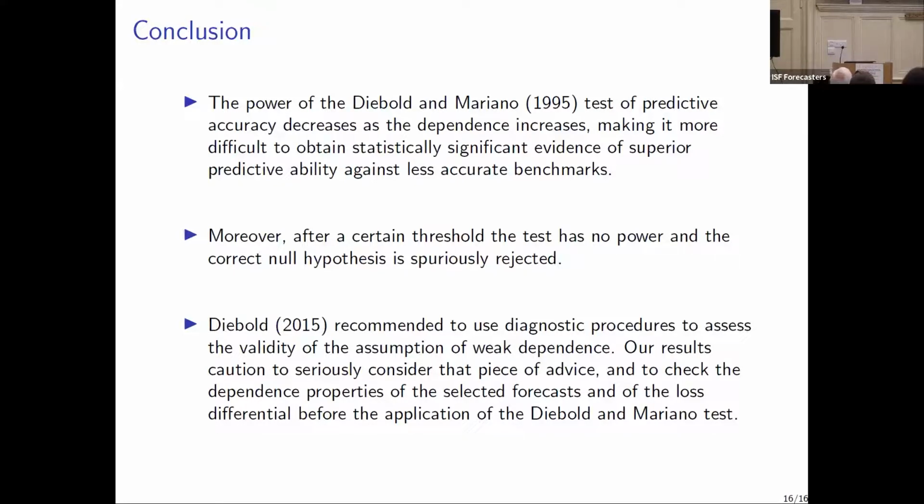Okay, so that was it. This was fun for us. We understood why our benchmark wasn't working, and we said, yay, our forecasts are good anyway.